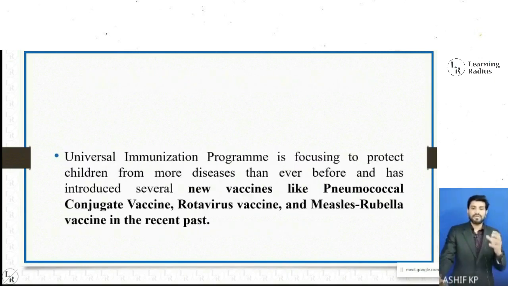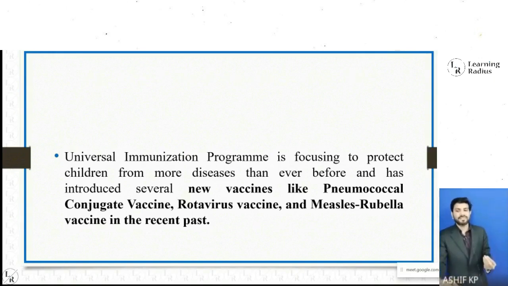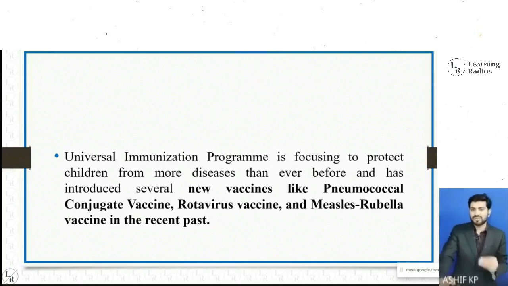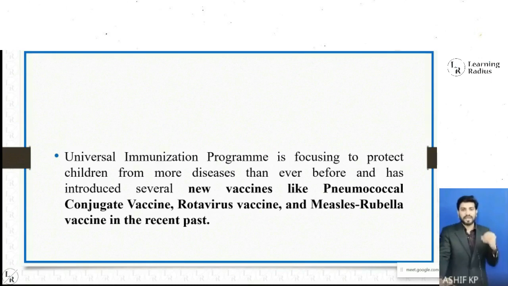Now, the Universal Immunization Program is focusing on protecting children from more diseases than ever before and has introduced several new vaccines like pneumococcal conjugate vaccine, rotavirus vaccine, and measles rubella vaccine in the recent past. A direct question UPSC asked in 2020, you should have absolute clarity. You can watch my Science and Technology analysis video, you should watch that compulsorily. If you watch, you will understand how UPSC framed a question from pneumococcal conjugate vaccine.